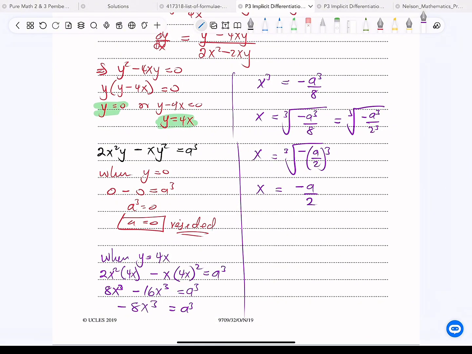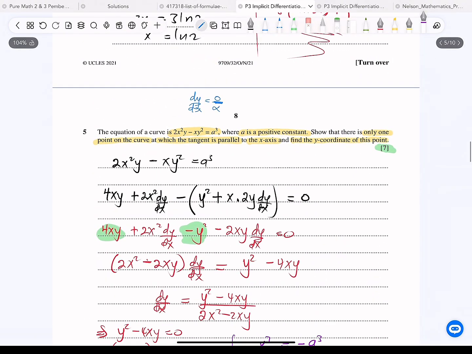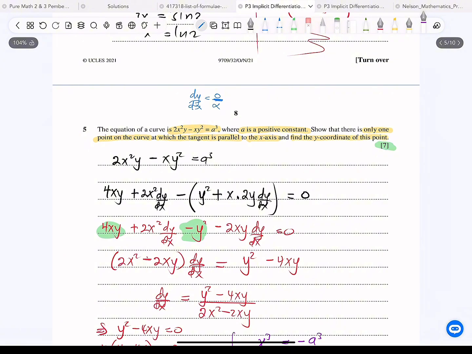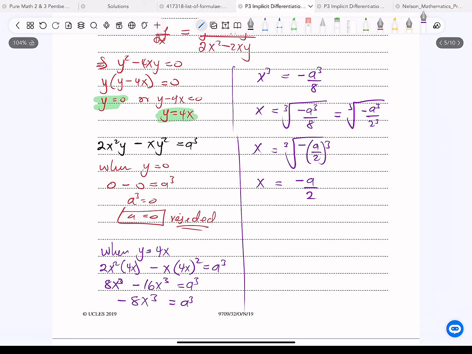Okay. So now what was the argument? We should show that only one of the points is good. Now we have already rejected that a cannot be 0, so it's gone. But this fits the bill, so we're good to go. All right. So we have our x value as this.